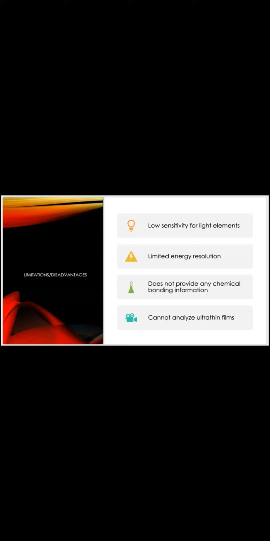So what are the limitations for RBS? Well, first, there's a low sensitivity for light elements. Similarly to particle-induced X-ray emissions, RBS setups have little to no sensitivity for elements lighter than neon. This is due to the low energy X-ray attenuation in the X-ray detector window.